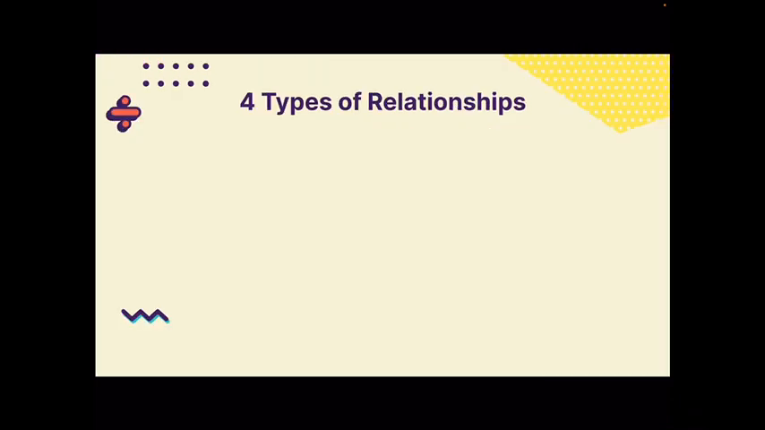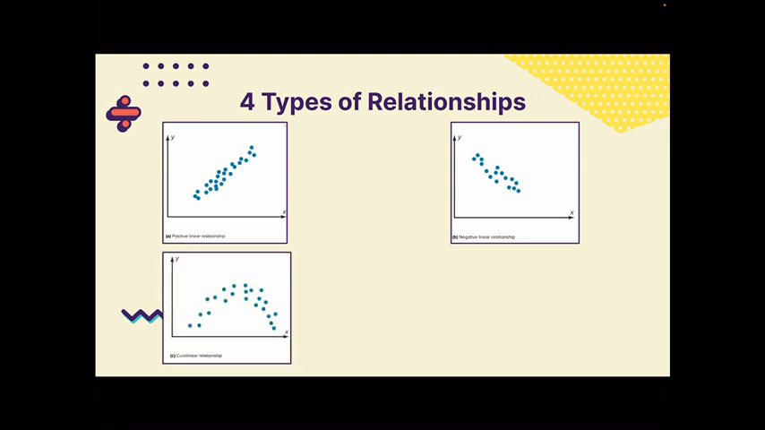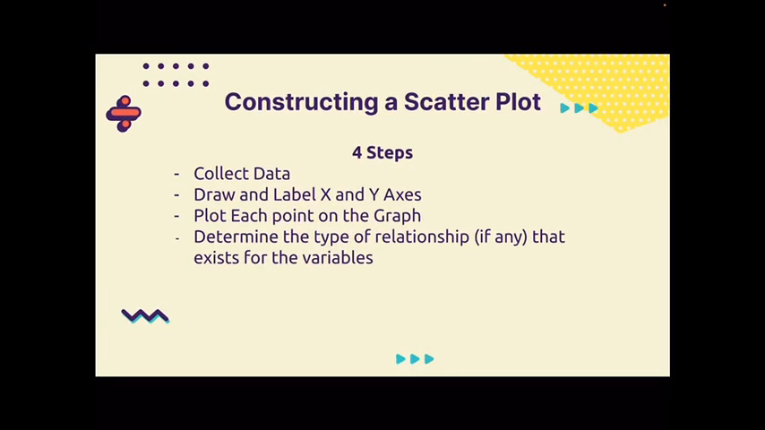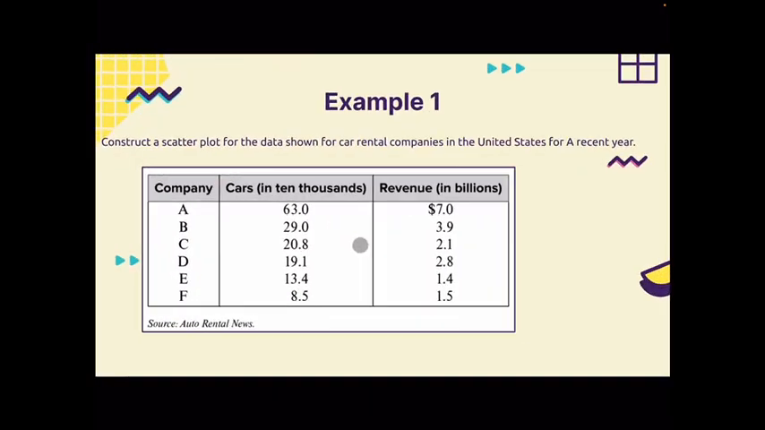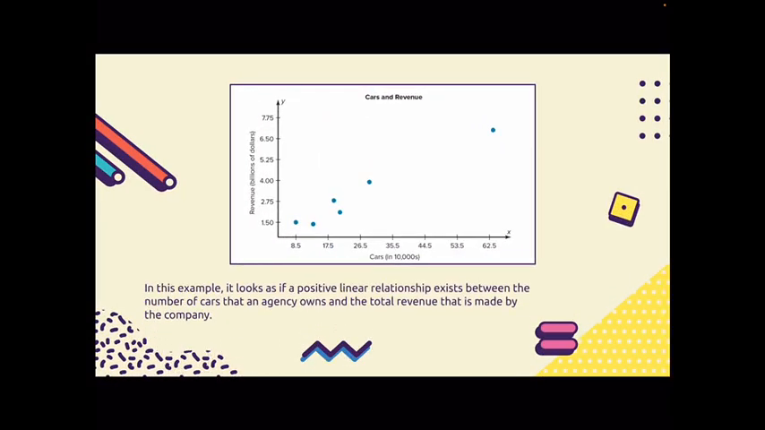There are 4 types of relationships: a positive linear relationship, negative linear relationship, curved linear relationship, and no relationship at all. When constructing a scatterplot, you want to follow these 4 steps. Do this example in your notebook in order to construct and identify a relationship of the scatterplot. This is what the scatterplot should look like and have a positive linear relationship.